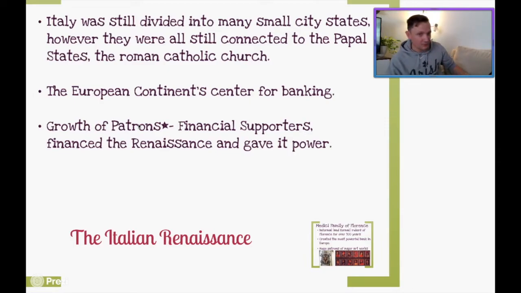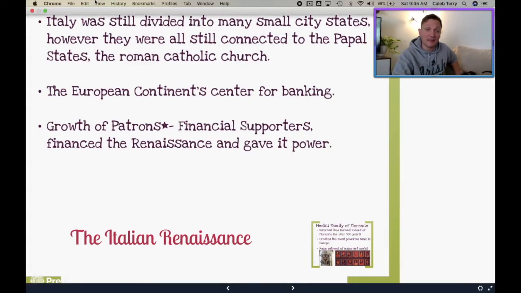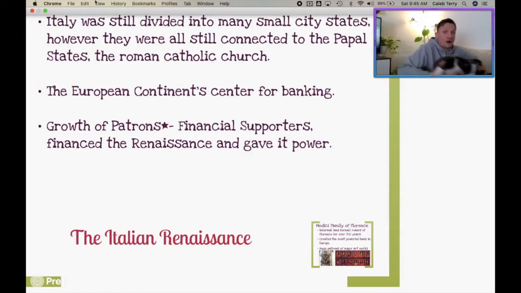Now, the big thing going into it is the growth of this patroning class. Patrons are financial supporters. So let's say, hypothetically speaking, that I found these two artists, Pierre and Cosette. I decide I want to have them paint or make a tapestry or paint a wall in my house so I can show off how much money I have. Now, this makes no sense because we all know Mr. Terry has no money, but still.